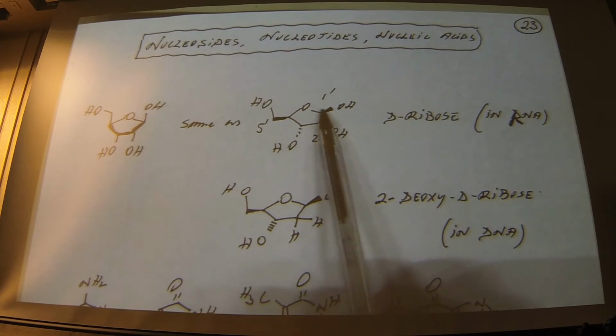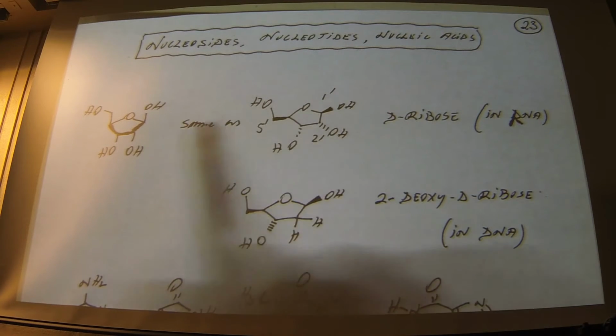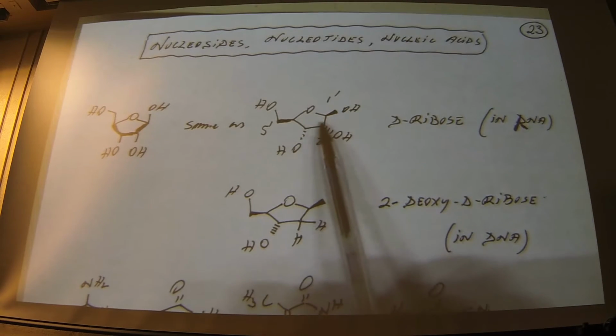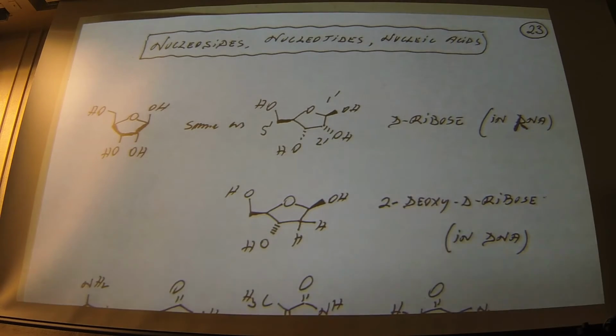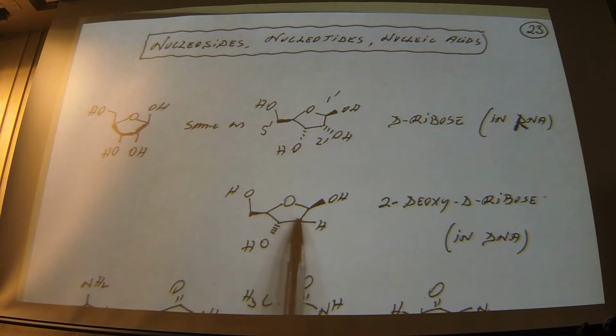And the numbering is, you start from the acetal carbon. This is the aldehyde carbon, right? And so 1', 2', and so on. So this is D-ribose. Ribose is the sugar that's in RNA. In DNA, you have deoxyribonucleic acid, so it's deoxyribose, the 2' deoxy. And so this is the sugar that forms the backbone in DNA. This one is in RNA.